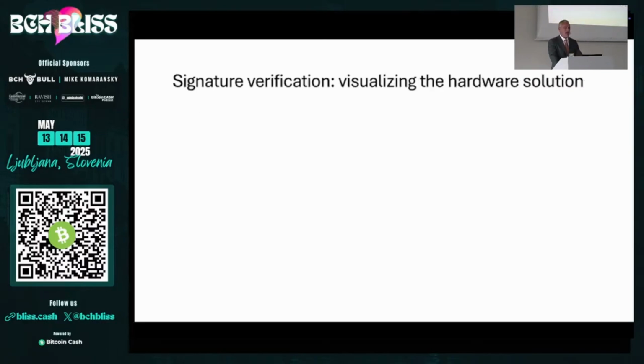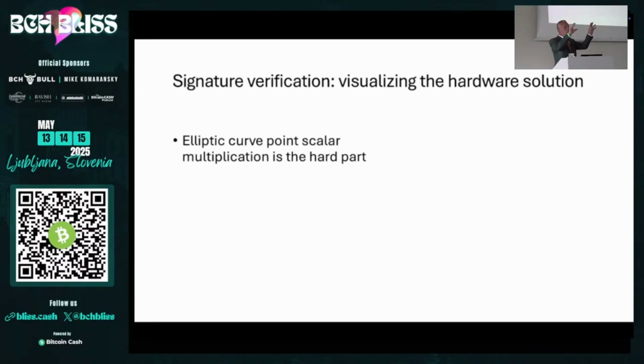Okay, so let's visualize what that hardware solution might look like. The hard part of signature verification is doing what's called elliptic curve point scalar multiplication. So you have these curve points, an x and a y coordinate. Both coordinates are 256-bit numbers, and you're doing this kind of crazy remapping procedure to calculate a new point. And the circuit to carry out that is much larger and more complex than the circuit for SHA-256. It would take a whole talk for me to explain that circuit to you.